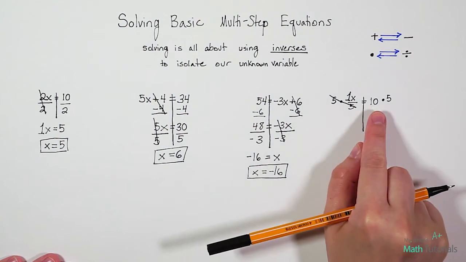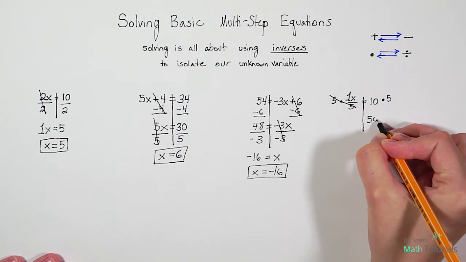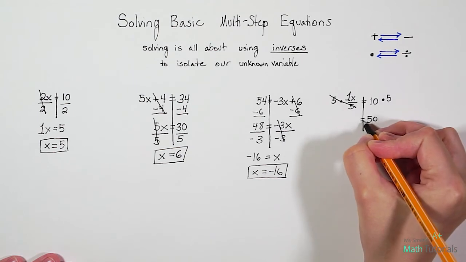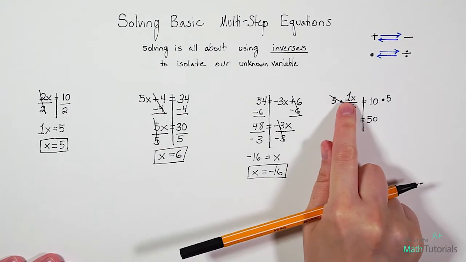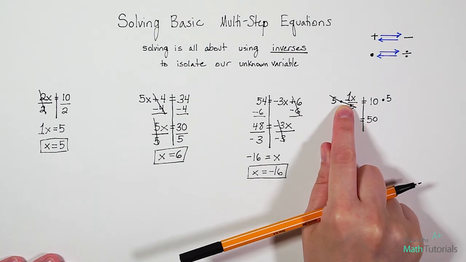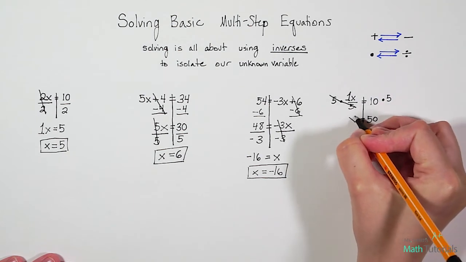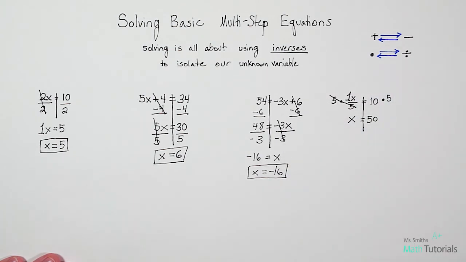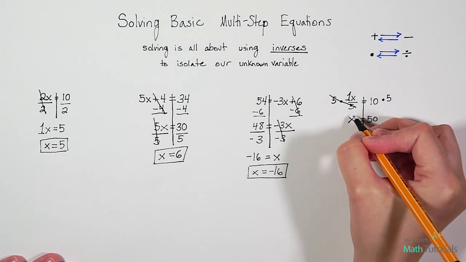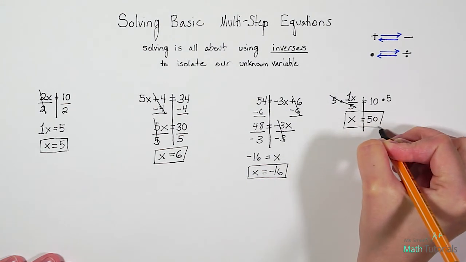So at this point, we've got 10 times 5, which is 50. Got our equal sign. And then we've got 1x. Now remember, I said the 1 is understood. We don't need to show the 1. It's the same thing as just having x. So for this problem, our answer is just x equals 50.